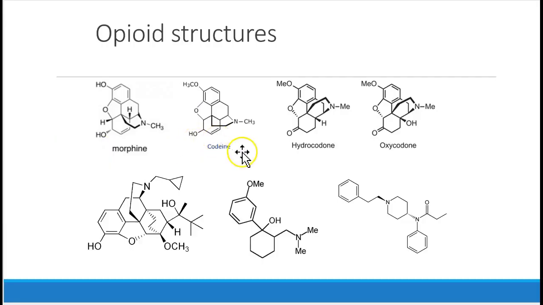And then you have codeine. Codeine gets metabolized into morphine at a very like a 1-to-10 ratio. So codeine is essentially, think of it as a much less potent version of morphine.